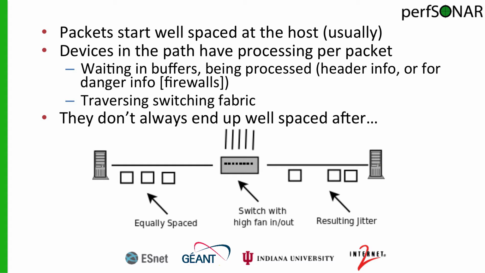We use a tool like OWAMP to determine what the jitter is going to be on an end-to-end basis, and hopefully we can then use it to debug and improve the performance so that we can have better use of the network.